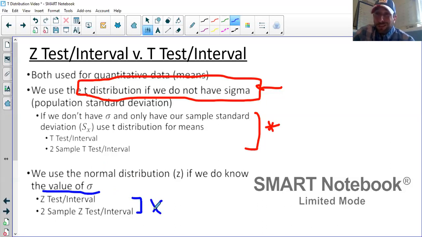If it did, it wouldn't be a big deal. If you go to T interval, it asks for Sx. If you go to Z interval, it asks for sigma x, no big deal. So for us, we just have to know when to use Z-test for means, the bottom of the screen, if you know sigma, and when to use T-test for means, the top of the screen, when you don't know sigma, and that's going to be the much more common occurrence. So that's it. That's what's up with the t-distribution.